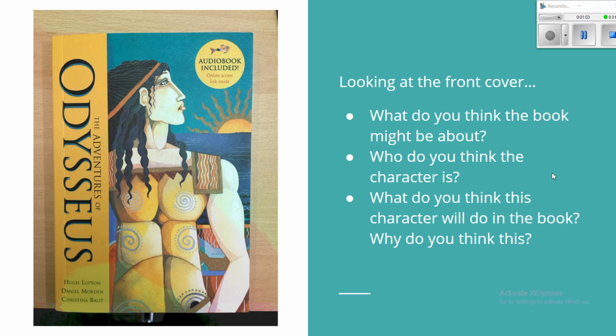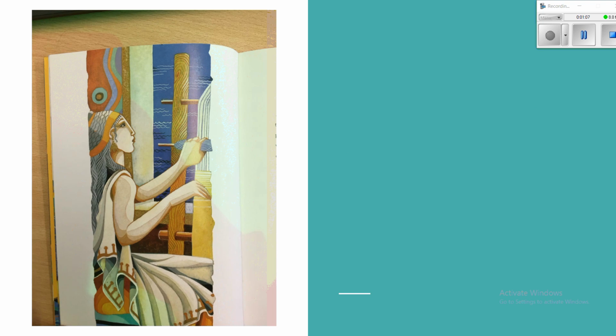Okay, so you should have paused the video and given that a go. And now we're going to move on. At the beginning of every chapter, we have a picture in our book. So here's the picture in the book just before chapter 1.